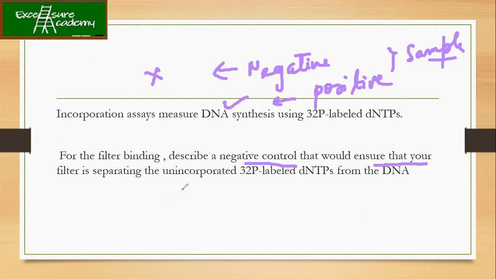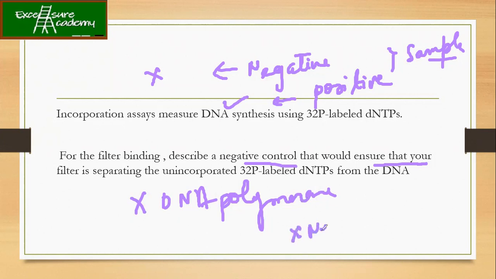For the control, see, as I said, negative control means there has to be no reaction. So in this case what you can do is run the same DNA synthesis assay, but carry it out in the absence of the DNA polymerase. What will happen if there is no DNA polymerase? Just don't add DNA polymerase as your negative control. Then there will be no new synthesis of DNA, correct? So only the primer template junction will be left and it will not be labeled.